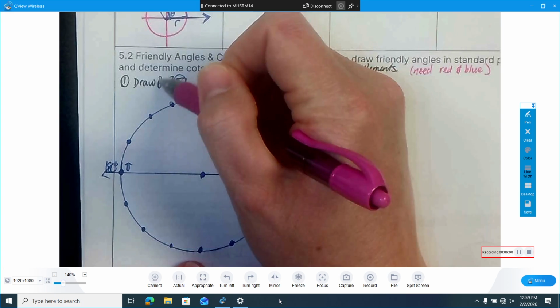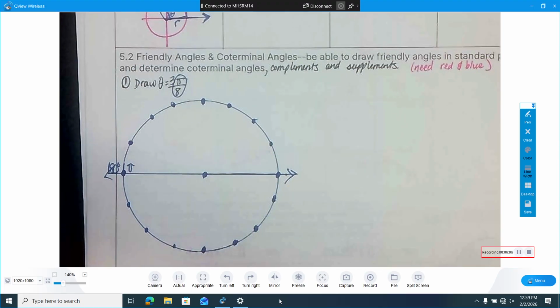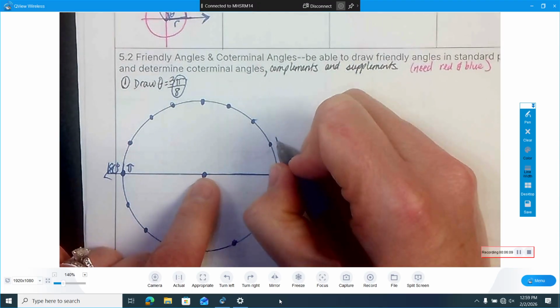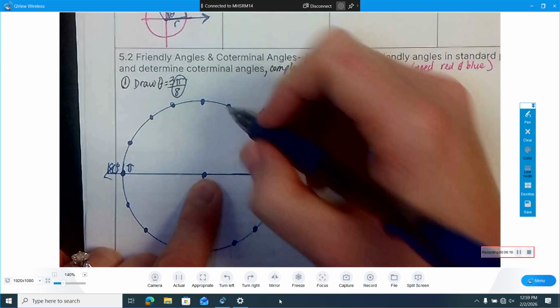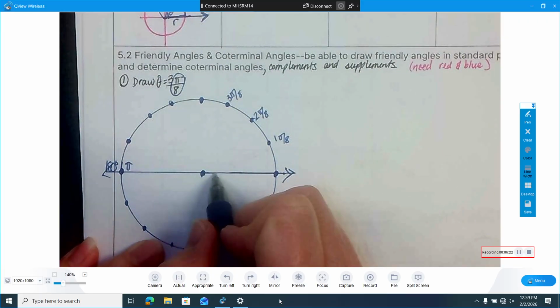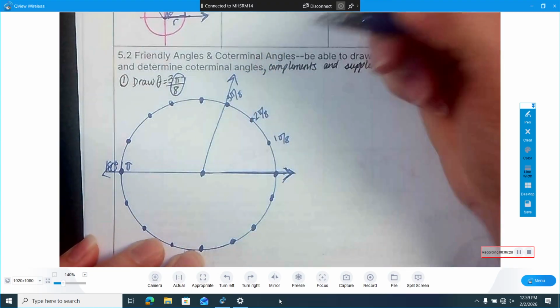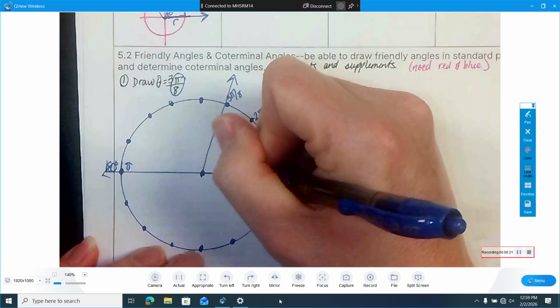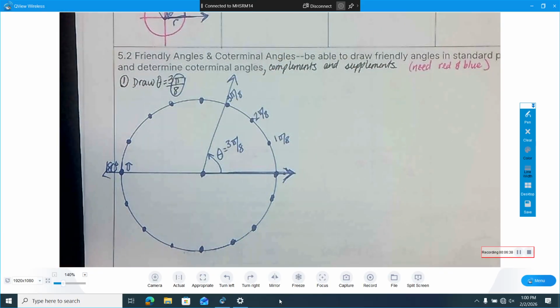Now, for angle theta here, we want 3 of those pi over 8 slices. So here's 1 pi over 8. Here's 2 pi's over 8. And right here is 3 pi divided into 8 slices. So right here, my angle in standard position on the positive x-axis passes through 3 pi over 8. So this angle is 3 pi over 8. Pretty cool, right? So we're going to do a couple more.